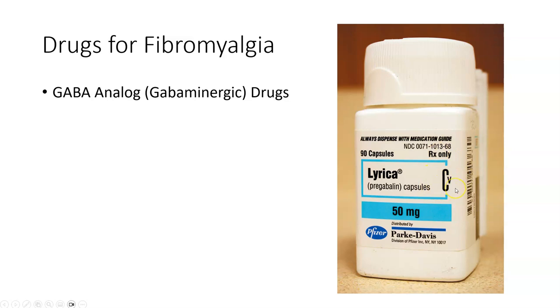It is a control 5. Not all GABA-minergics are controlled substances. But your benzos are also considered to be a GABA-minergic drug. So those are all C4s. So many of them are controlled substances. But again, with a GABA drug or a GABA analog, you're going to look for that GABA somewhere in that drug name. And this is going to help calm down that pain in the spinal cord receptors.